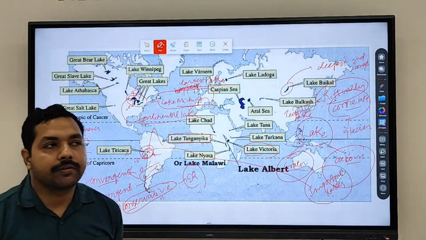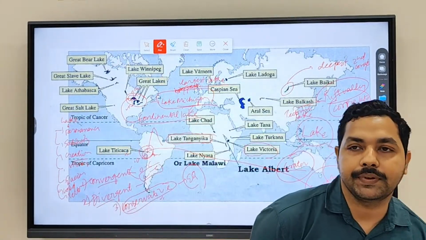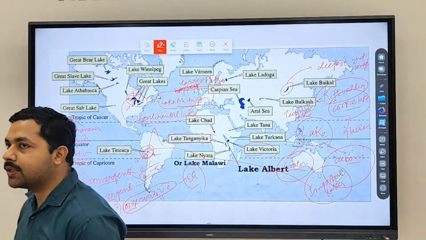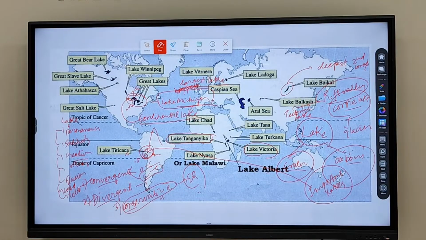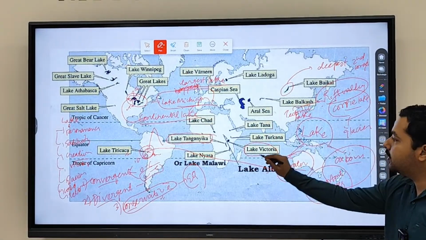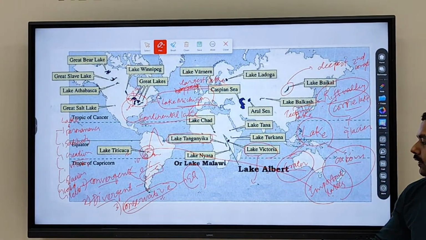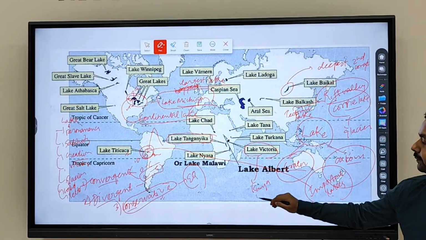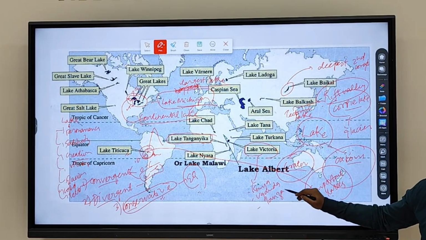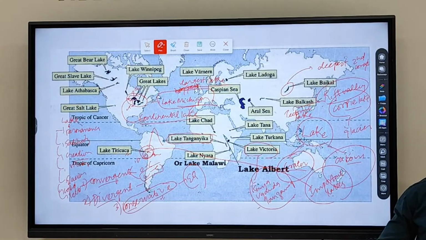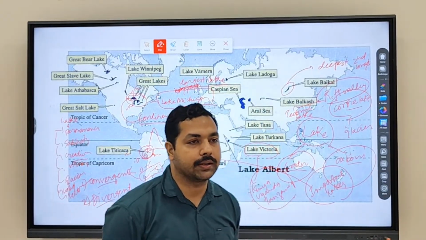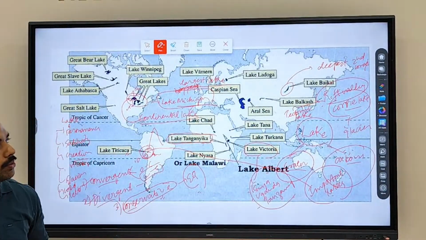DRC, Democratic Republic of Congo, then Tanzania. It's sharing a border with 2 countries. Yes. Which lake is sharing a border with 3 countries? Victoria. Which are the countries? Kenya, Uganda, and Tanzania. So these are the important facts that you have to keep in mind. A question can be asked: how many countries are sharing borders with Lake Victoria? Clear?